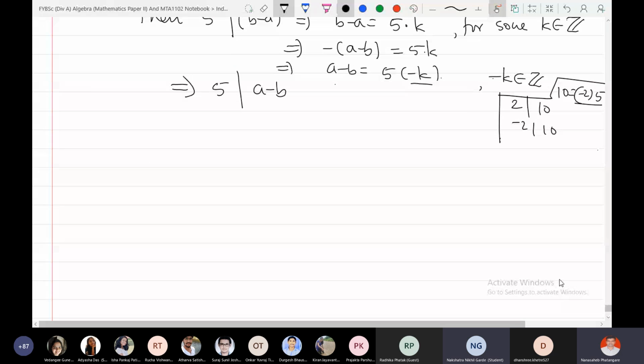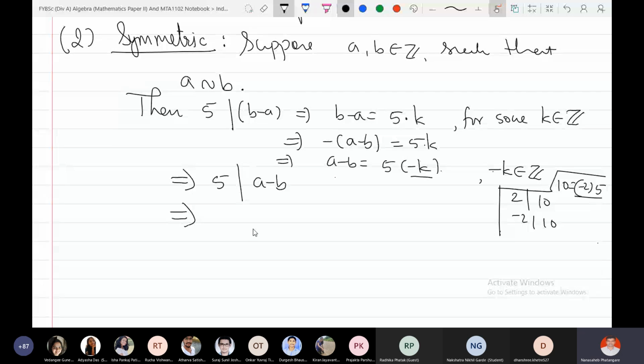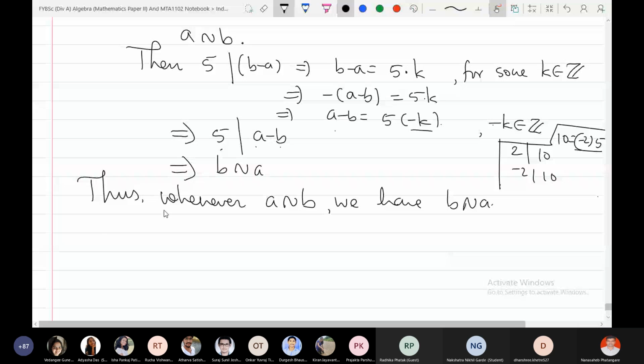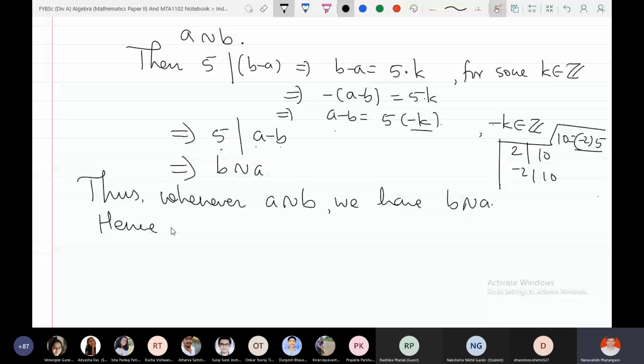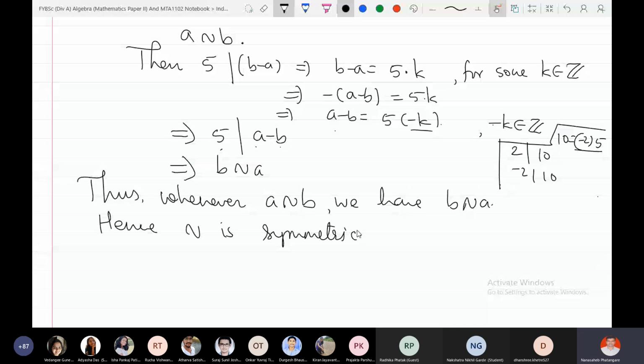Yes, sir. So what is the conclusion? If 5 divides b minus a, then 5 divides a minus b. So b is related to a. Thus, whenever a is related to b, we have b is also related to a. Hence, this relation is symmetric.